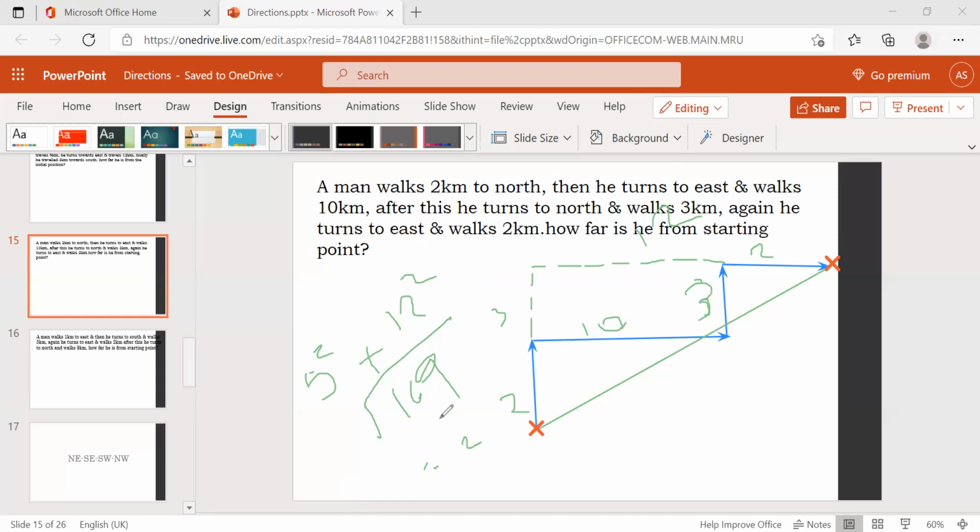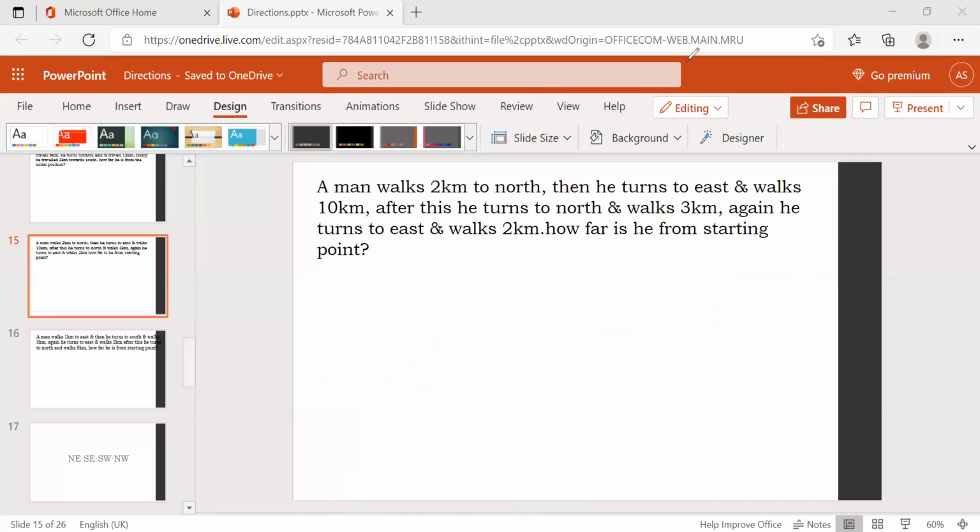Then again it is 13 only. See, simple math, simple one. You just try to solve this many problems and you people will easily understand.